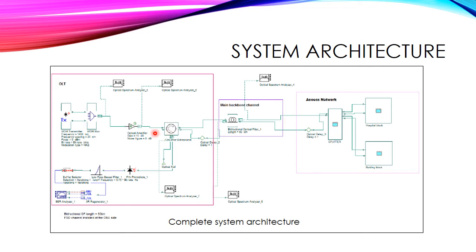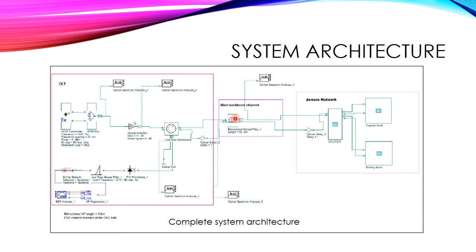Then the signal is going to pass through a bidirectional circulator, and the bidirectional circulator is very important because we are performing 2-way communication. So when the downstream signal passes from this circulator, it is going to cross the backbone channel, that is your main optical fiber. This is a bidirectional optical fiber having a length of 50 kilometers.